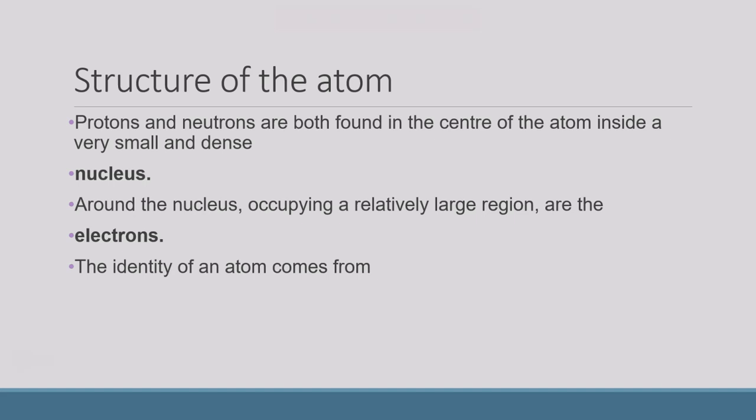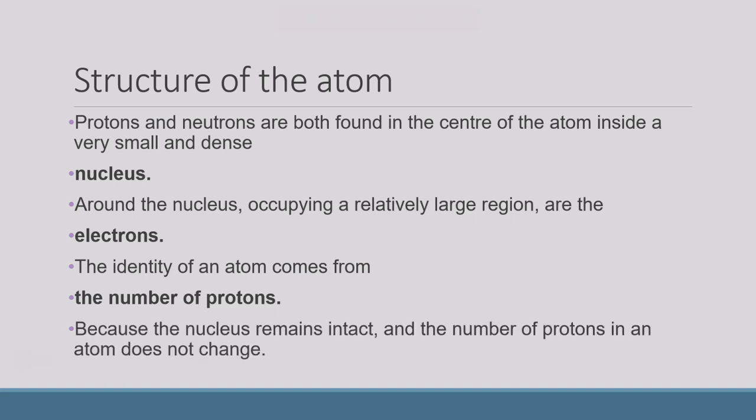Where does the identity of an atom come from? The identity of an atom comes from the number of protons. Regardless of the number of neutrons or the number of electrons that an atom has, the number of protons ultimately decides the atom's identity. So any atom that has 3 protons in its nucleus, regardless of the number of neutrons and electrons, will always be a lithium atom. Any atom with 26 protons in its nucleus will always be an iron atom.